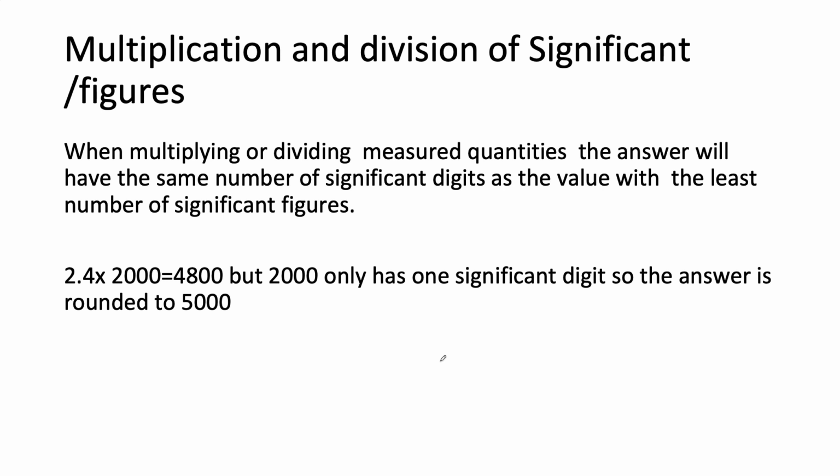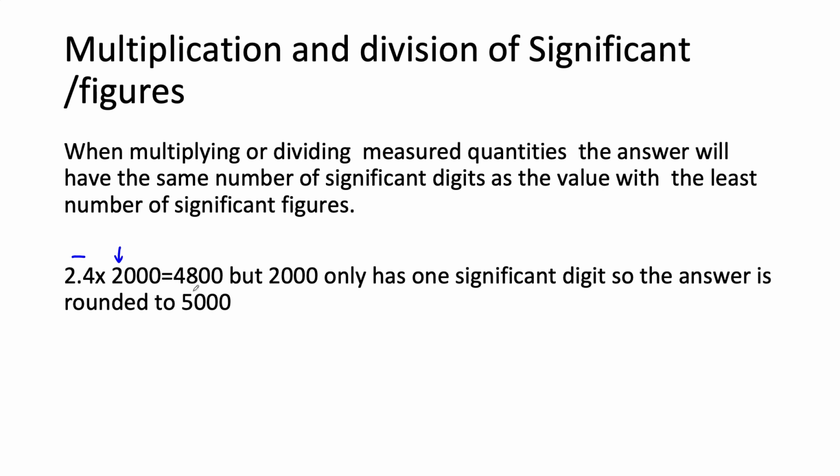When you're multiplying or dividing measured quantities, the answer will have the same number of significant digits as the value with the least number of significant figures. And everybody's like going, huh? I don't know what that means. So we have 2 numbers here, 2.4 and 2,000. 2.4 has 2 digits. This only has 1. So 2,000 times 2.4, you get 4,800.